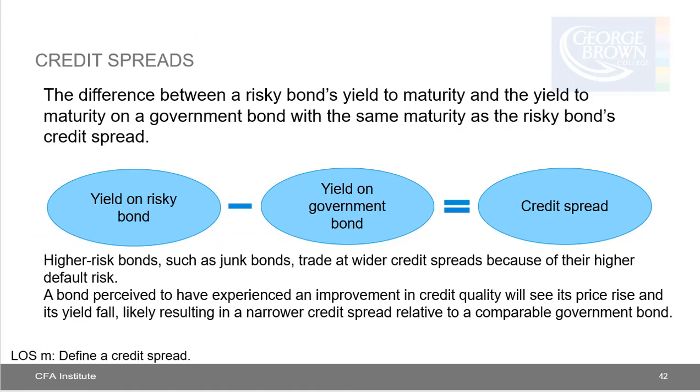So now we're down to the final learning outcome statement M, which is define a credit spread. Basically, the difference between a risky bond's yield to maturity and the yield to maturity on a government bond with the same maturity as the risky bond is the credit spread. So you can see the yield on the risky bond minus the yield on the government bond equals the credit spread. Higher risk bonds such as junk bonds trade at wider credit spreads because of their higher default risk, and a bond perceived to have experienced an improvement in credit quality will see its price rise and its yield fall, likely resulting in a narrower credit spread relative to a comparable government bond.